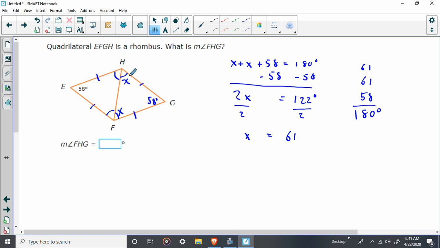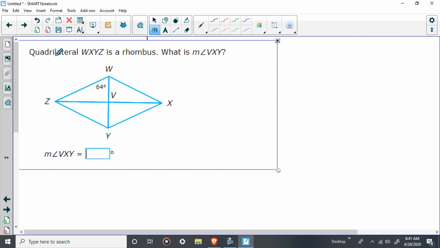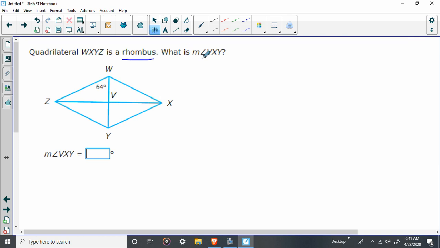Okay. So how big is this angle, FHG, that they asked us about? That is going to be 61 degrees. Just make sure you watch out what they're asking for. Okay. Quadrilateral WXYZ is a rhombus. What is the measure of angle VXY? So they want this angle right here.